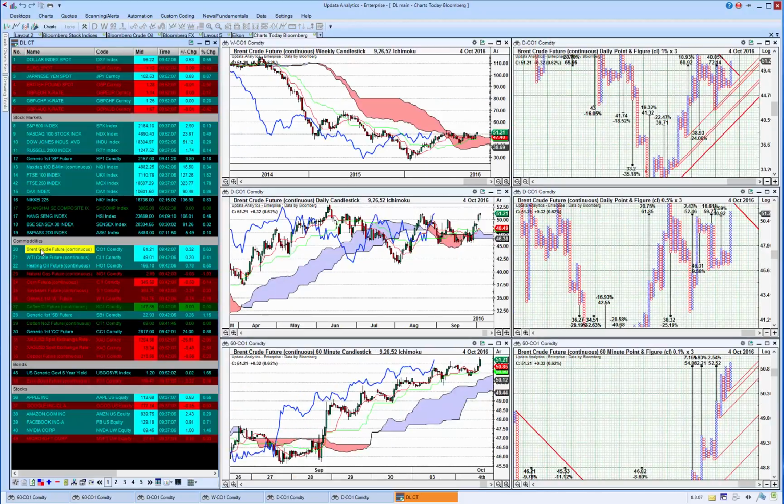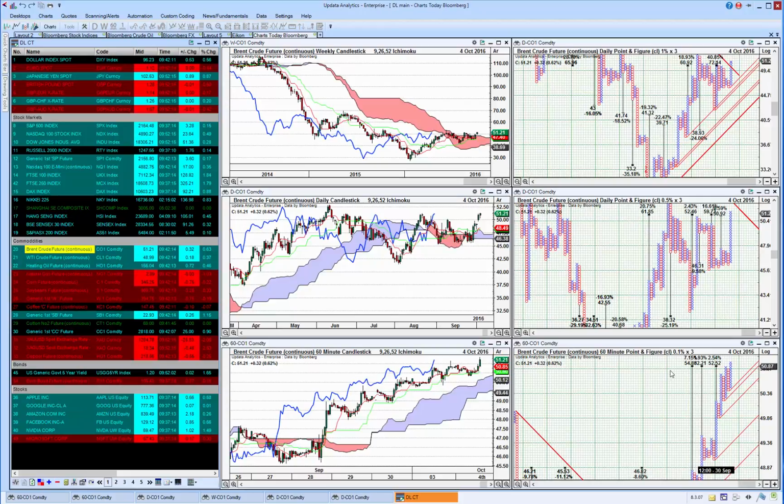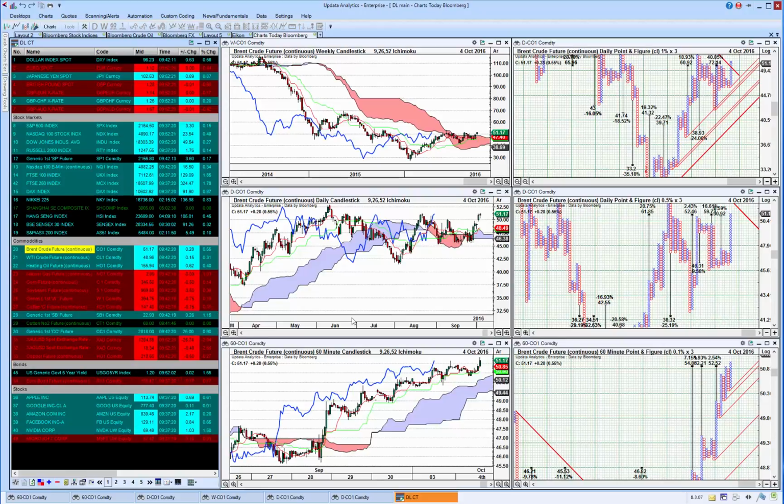Take a quick look at commodities. Brent is bearish on the weekly, but has turned bullish on the daily, back above $50, bullish on the 60-minute chart. Upside potential into the mid-50s here, so quite key that we are seeing an improvement in oil, seasonally weak at this time of year.